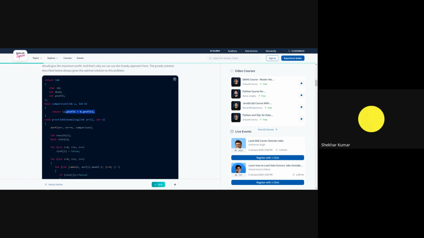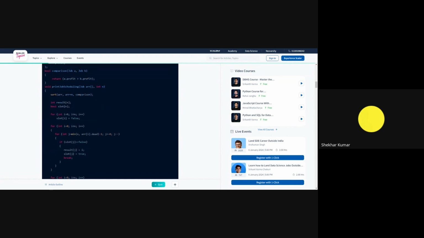Suppose there are n number of jobs, we have to take a total of 2 to the power n subsets to check for the maximum. To optimize this, we sort the jobs in decreasing order of their profit. You can see that we are sorting according to profit, in decreasing order, and we find the highest deadline among all the deadlines.